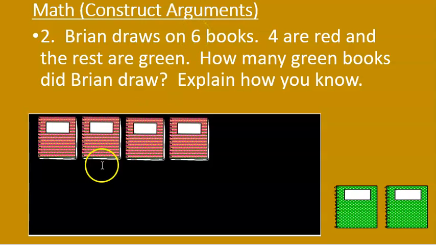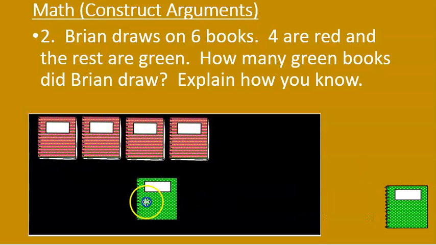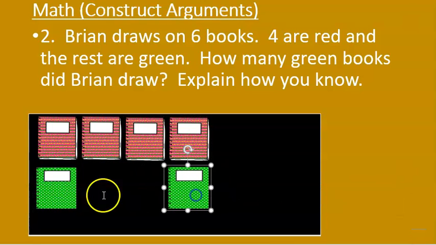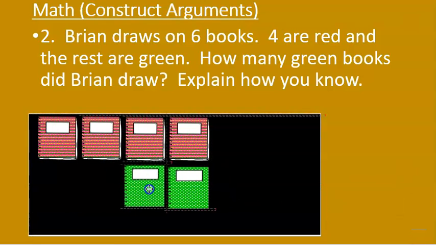6. Okay? So we gotta put some more books down here. Okay? Because we only have 4 and we need to get to 6. Now, here's how we're gonna do it. Watch Mr. Begay. 1, 2, 3, 4, 5, 6. Okay? Let's put them right there.